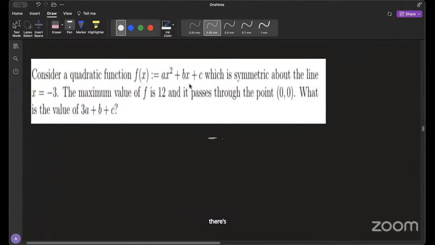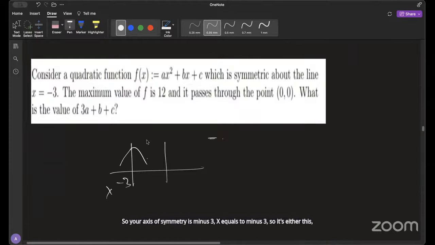There's a quadratic equation in this format, which is symmetric about the line x equals minus 3. That means your axis of symmetry is x equals minus 3. So it's either opening upward or downward, those are the only two possibilities, and I've drawn only one. So that means your vertex is going to be at minus 3 comma f of minus 3, right?